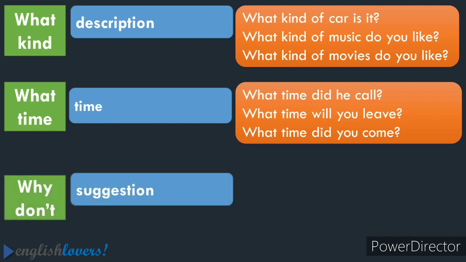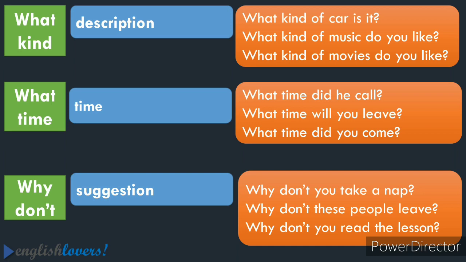And the last is why don't. So if you want to suggest something to somebody, then say why don't. See the examples. Why don't you take a nap? So here actually it is a suggestion, but it is given in the form of a question. Or, why don't these people leave? Here also it is a suggestion. Or, why don't you read the lesson? Here also it is a suggestion.